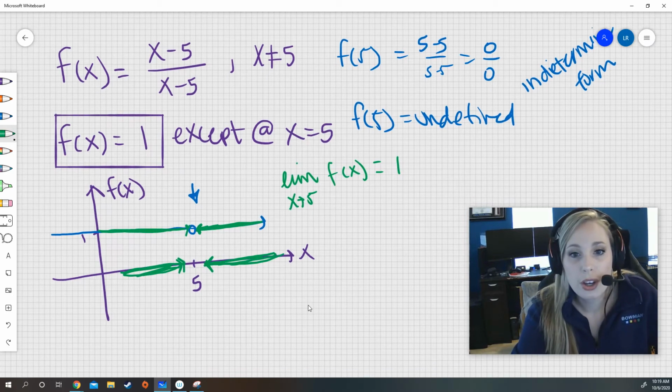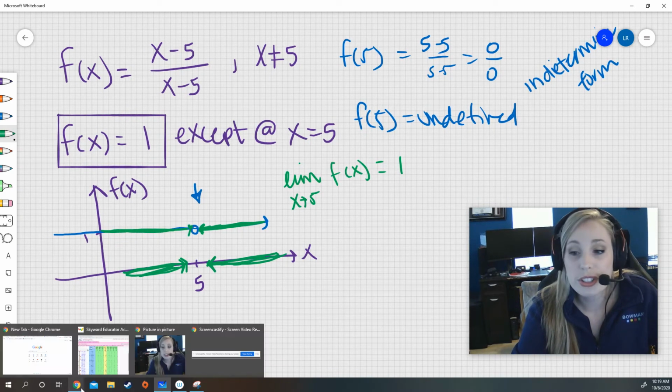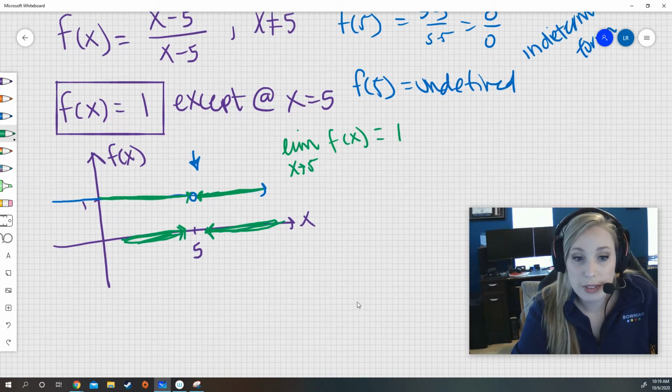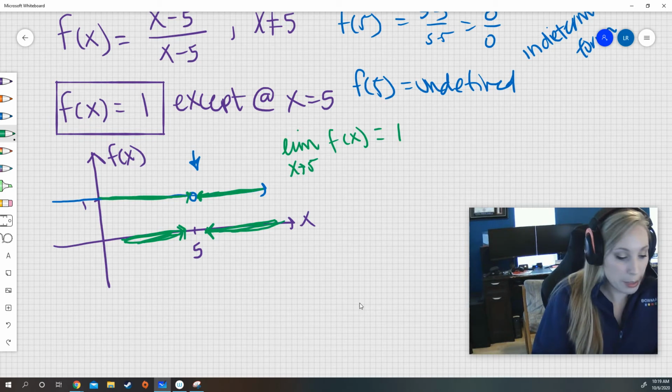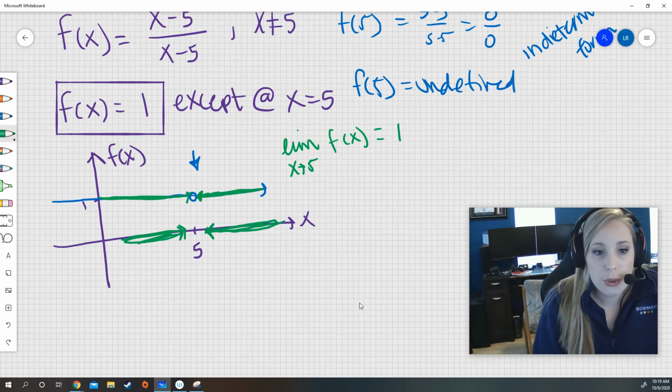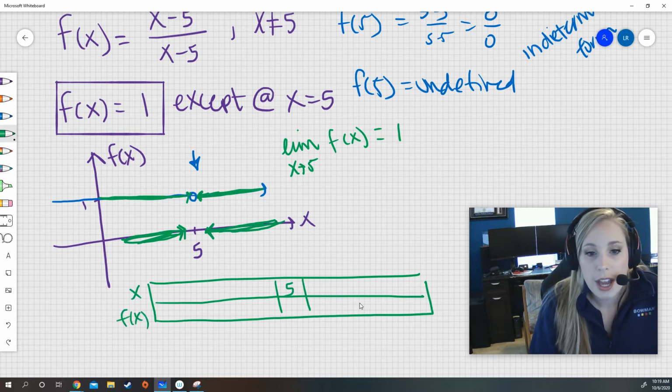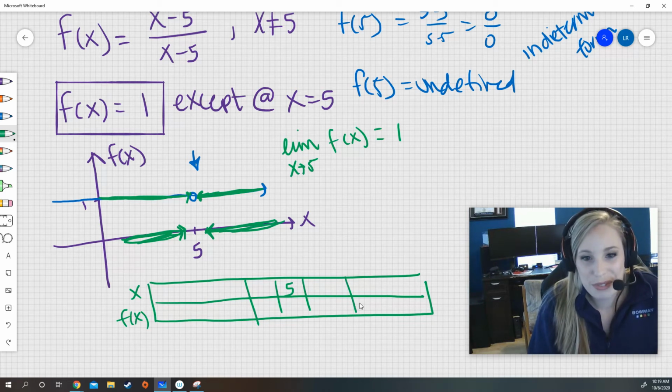Let's look at that on a calculator. Let's look at this numerically. So numerically would be looking at a table of values. So let's draw out a table before I take the calculator out. So in a table of values, what we'll do is we will center this table on 5, and this of course is x, and this is going to be f of x. And what we want to do is we want to get super close to 5.